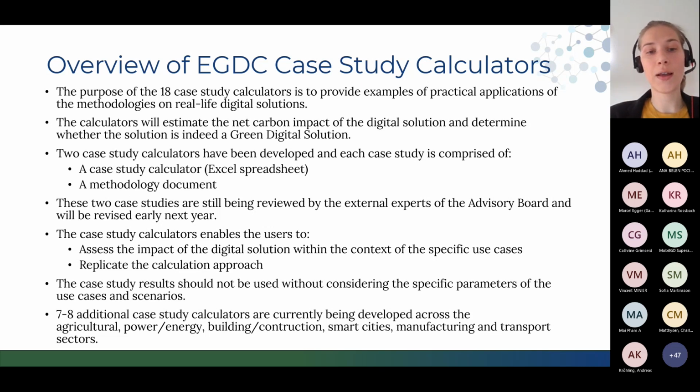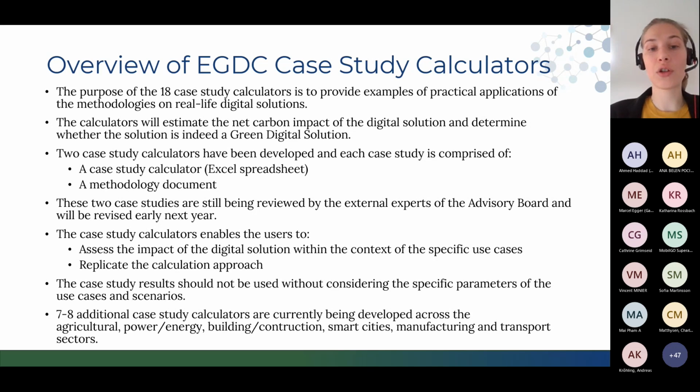And in terms of the use of these case study calculators and how they can be used in the future, of course, the first thing is obviously that they will help the user to assess the impact of the digital solution. But very important to note is that this is only within the context of the specific use cases at hand, which are outlined in the methodology document. The other important thing that these case study calculators will do is they will outline the calculation approach that can be used for calculating the net impact of these types of digital solutions. And so they provide users with an approach that they can then replicate using their own data and their own specific use case.